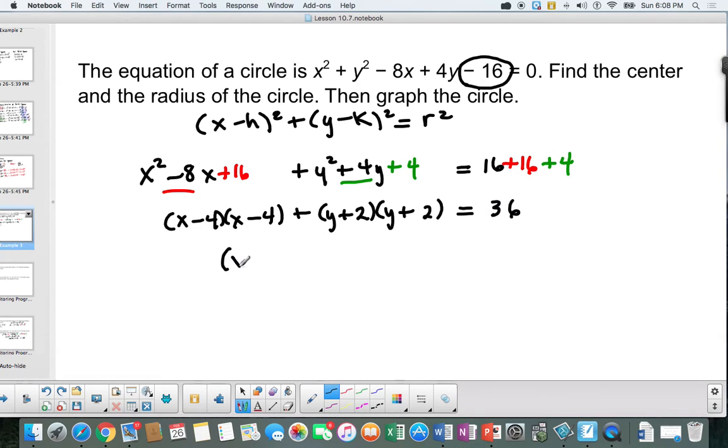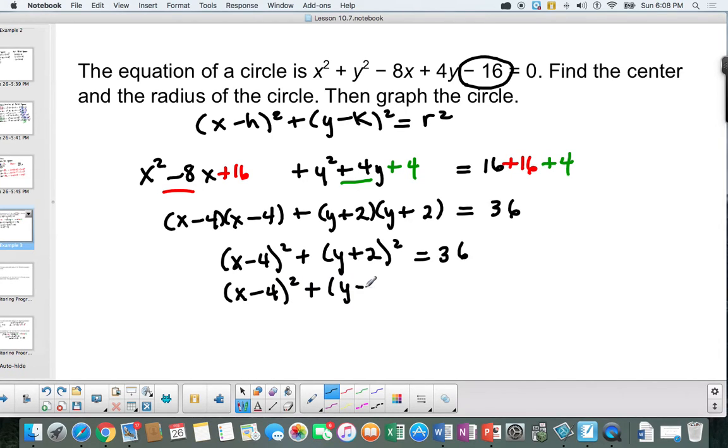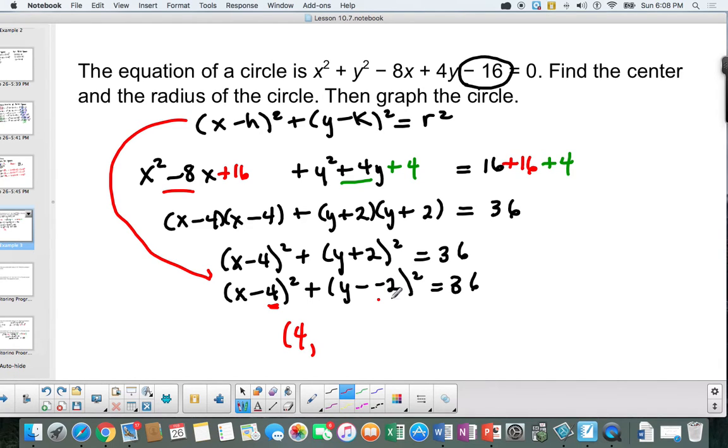Now I'm going to write that in the square form, and then I'm going to write this in the square form, and that's 36. I'm going to do one more step to help you. I'm going to rewrite this as y take away a negative 2 squared equals 36. Now it looks very much like this. And I can see the number after the subtraction sign will be my h, the number after the subtraction sign will be my k, and my radius, remember this thing has to be squared, and that number is 6. So the radius is 6.